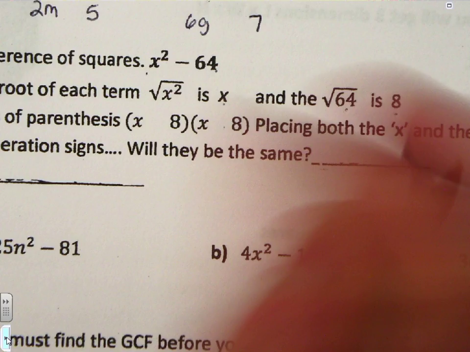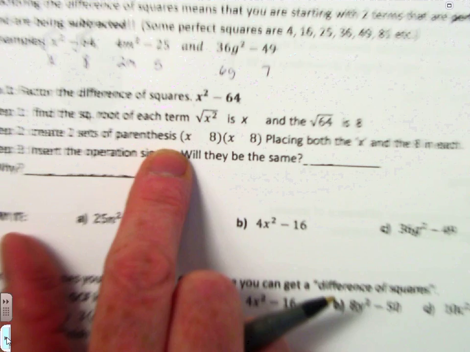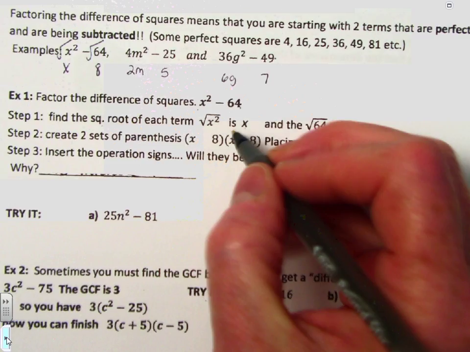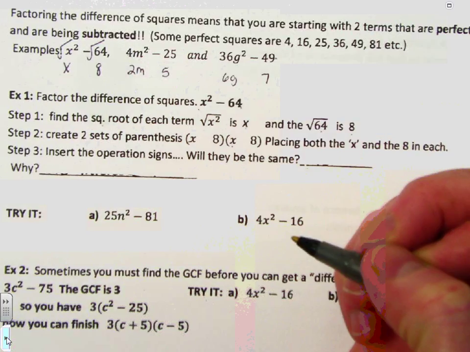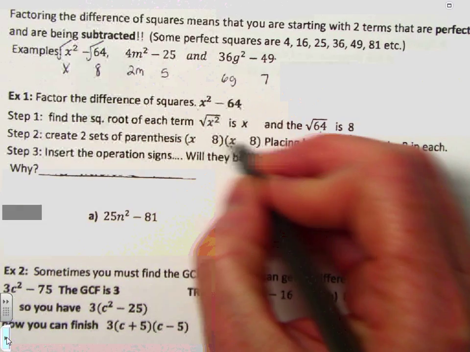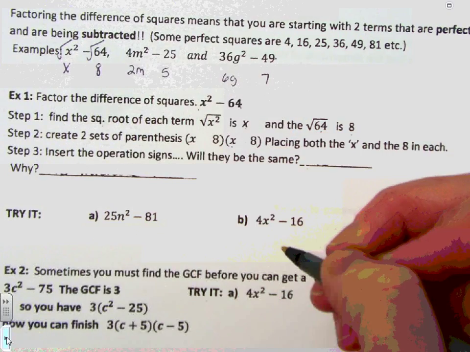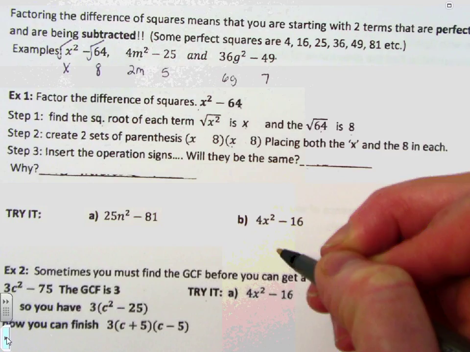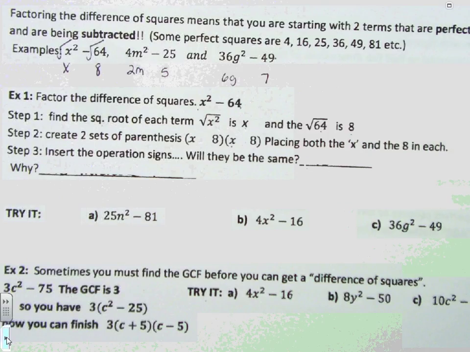Okay. Step 2, create 2 sets of parentheses. Notice they're exactly the same. We put the square root in each set of parentheses. So an x goes in each set of parentheses, and then the 8 goes in each set of parentheses. So far, so good? Now think about what you have. How many terms were in this problem? 2. Because there were only two terms in this problem, that middle term has collapsed out, right?